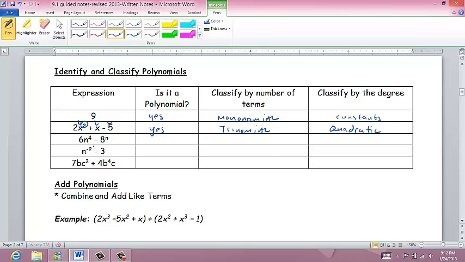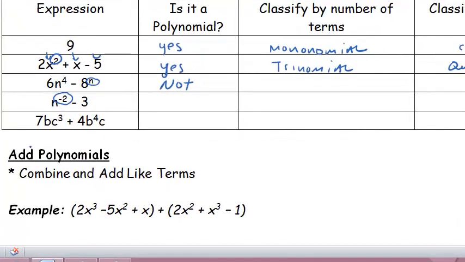Next, is this a polynomial? Think about it. First term looks good, but what's wrong with the second term? Well, if I look at the exponent on 8, that is a variable. And if you go up to the definition of a monomial or a polynomial, all the terms have to have exponents that are whole numbers. This is not a whole number, therefore this is not a polynomial. Next one. In the definition above, they said you cannot have negative exponents. Therefore, because the exponent on n is negative 2, that would not make this a polynomial.